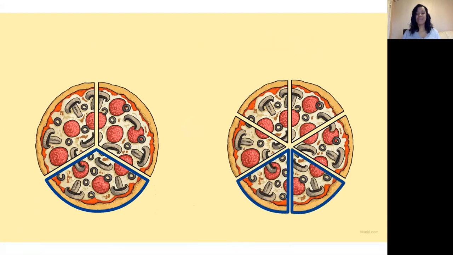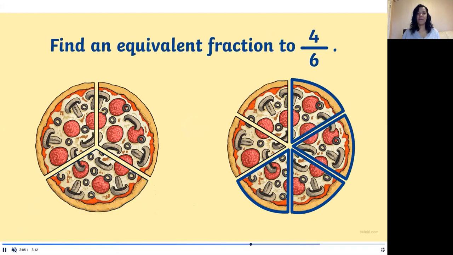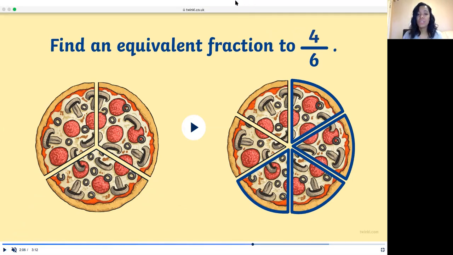1/3 is the same as 2/6. They are equivalent fractions, okay? But now it's going to be asking us how to find the equivalent fraction for 4/6, okay? How do we find it for 4/6? So we're going to do the same thing, okay? We have 4 pieces out of 6 over here. We need to make the same amount over here, okay?